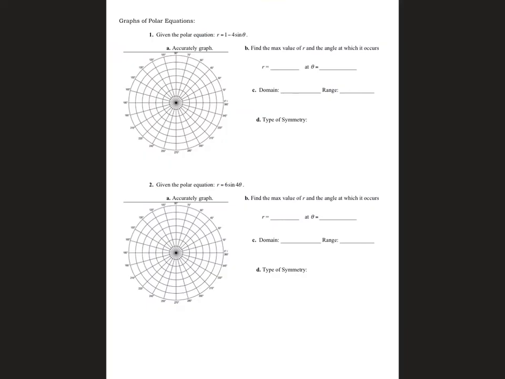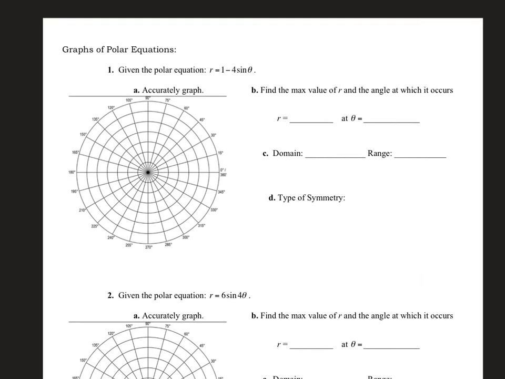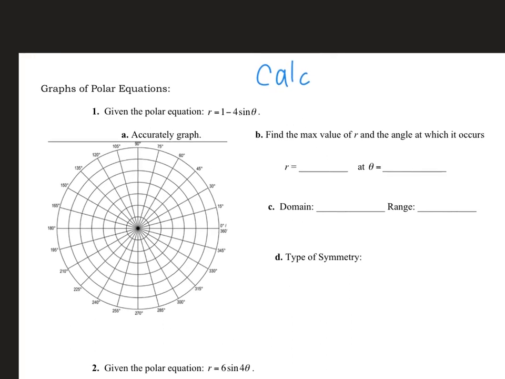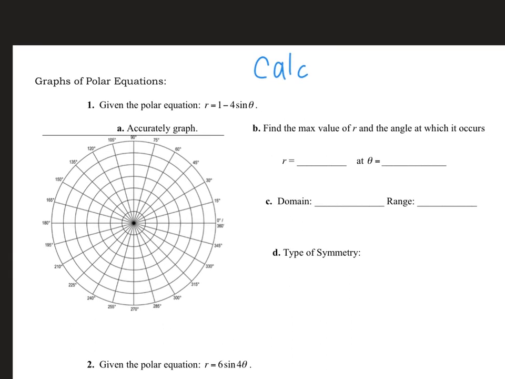Next. Okay, two problems left. These are pretty big problems. We're given this polar equation, and we have to accurately graph it. We're going to find the maximum value of r and the angle at which it occurs. So get your calculator out. You will never have to graph these by hand, but you will have to plot them on a polar graph.